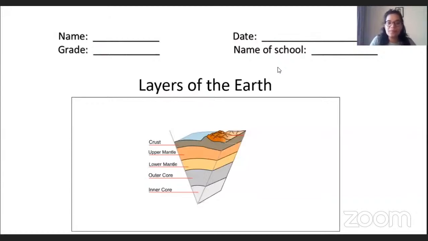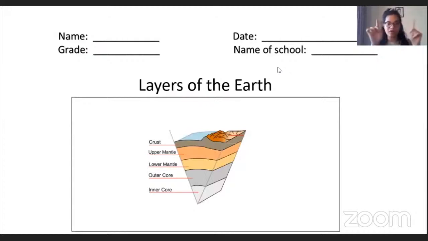Okay, so all those who don't have your paper and your stationery, quickly go and get it, and I'll give you all a few seconds and then let's start. For all those who are ready with their stationery, write your name, date, grade, what school you're in, and the topic for today. That is layers of the earth. These 5 things. Yes, let's quickly go ahead and do that. Okay, is everyone done with writing all the details?